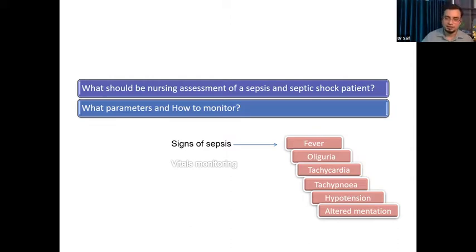Oliguria is settling. Tachycardia is settling. Respiratory has become better. Oxygenation has become better. Blood pressure is picking up. And ventilation is now better. If the peripheries were cold, they are now becoming warmer.